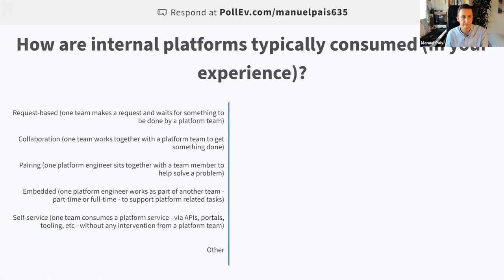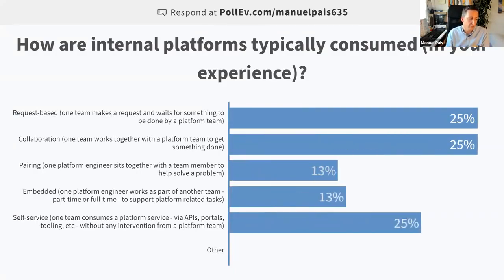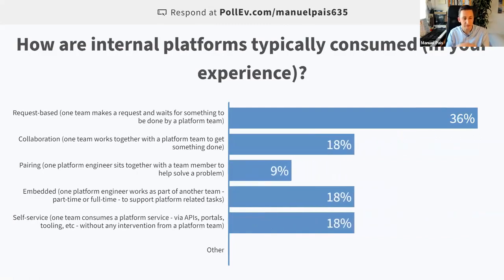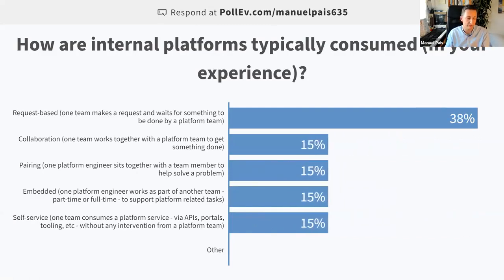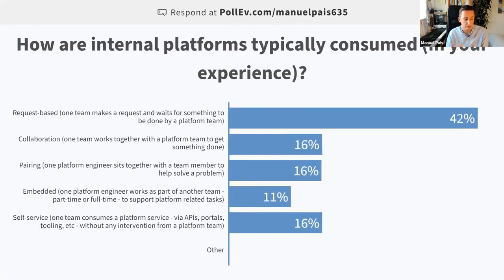All right, so the next question, so in a second, you should see this appear in the link in the polling. How are internal platforms typically consumed? So in your experience, right, what have you seen? So there are different ways, and there might be other ones. So it would be interesting to see if people have other consumption patterns they've seen. But I've mostly seen request-based, where one team asks another, the platform in this case, to do something for them. Collaboration, where two teams, a product team and a platform team are collaborating to do something.